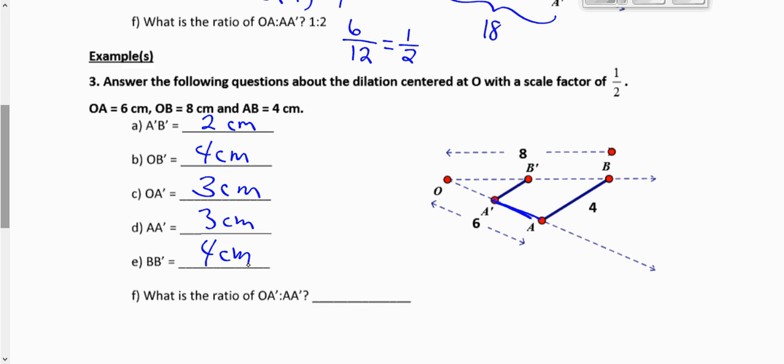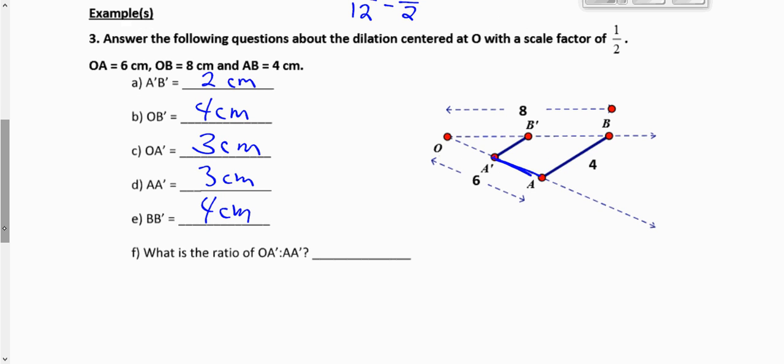What is the ratio? Now the ratio of OA to OA prime. It's 1/2. Well, what are the unreduced numbers? What to what? 3 to 3, which reduces to 1 to 1, which of course is just 1. Kind of getting it now?